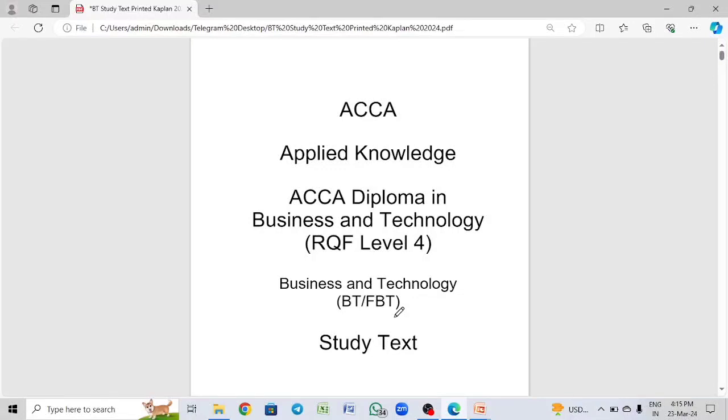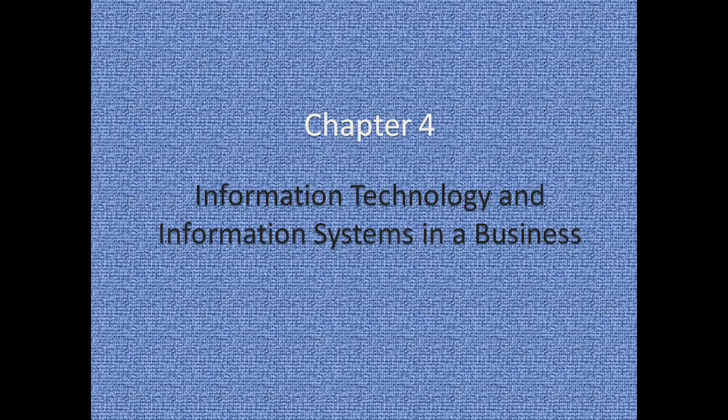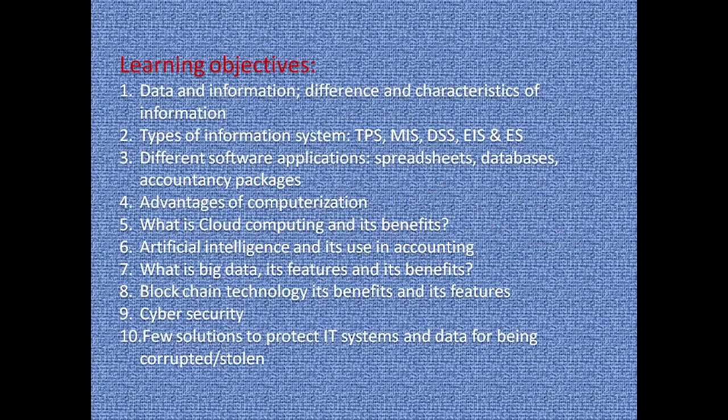So let's start today's video with the next chapter, which is chapter number 4, information technology and information systems in a business. Okay, so let's quickly look at the learning objectives that we are expecting from this chapter. Number 1 is data and information, the difference between the two and the characteristics of information. Number 2, types of information system, that is the TPS, MIS, DSS, EIS and ES.